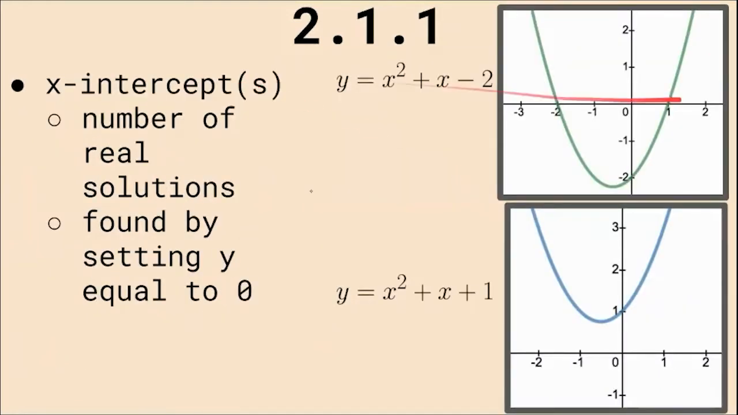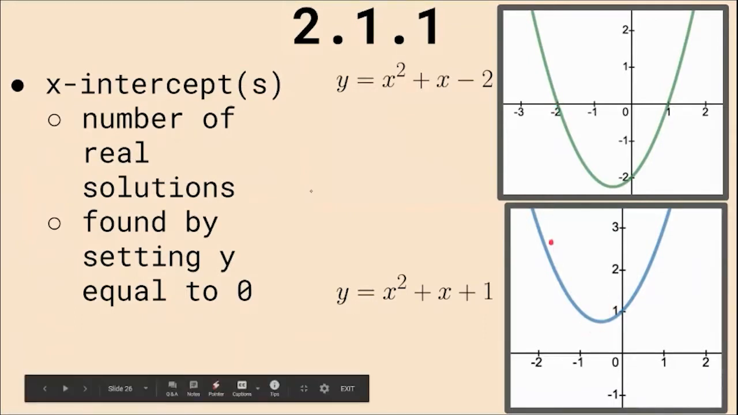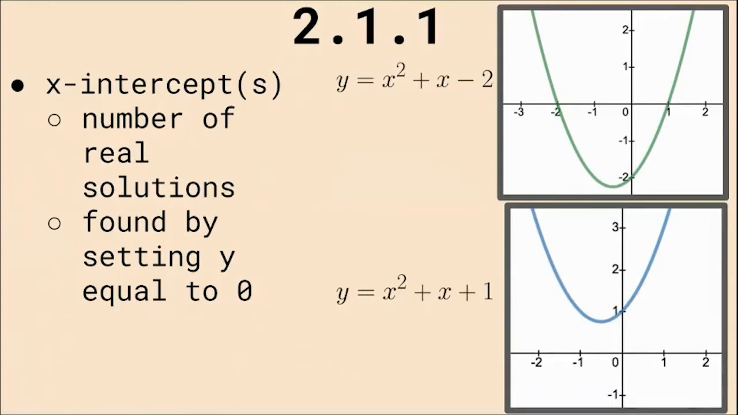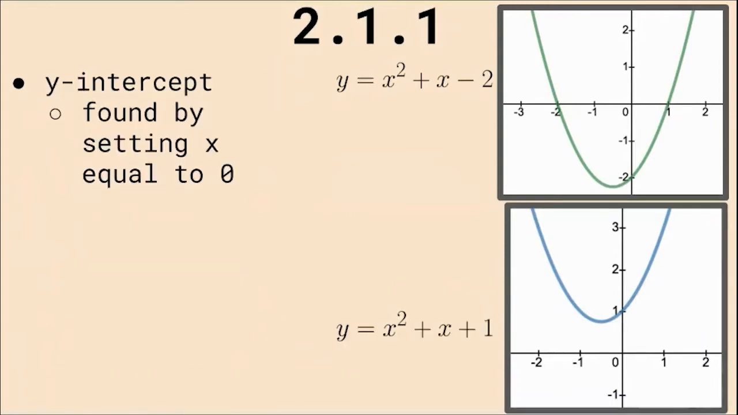Okay, x-intercepts, it's where it intersects the x-axis, or does not intersect the x-axis. So there's still 2 solutions. They're just imaginary. We went over that in the last unit.